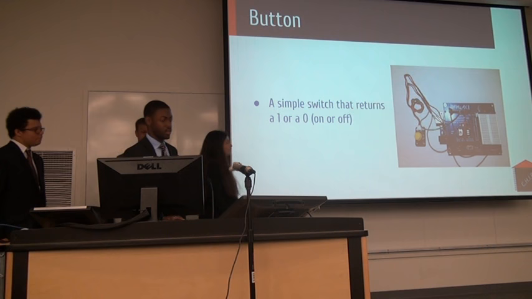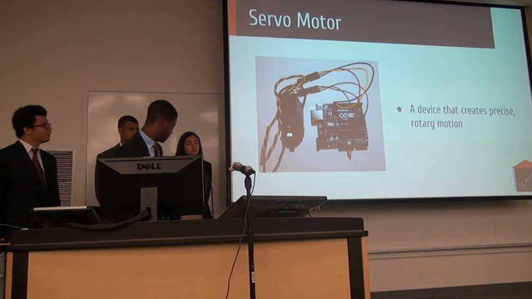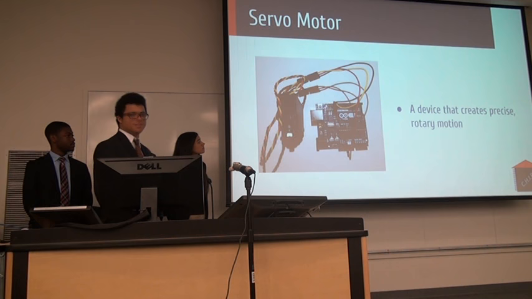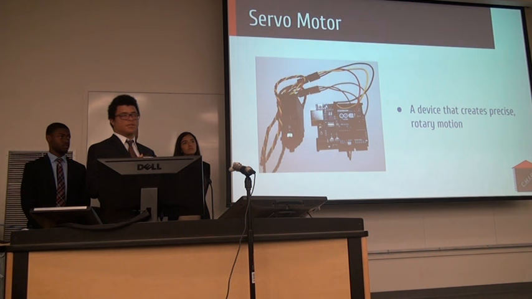Next, we have a button. A button is a simple switch that returns a 1 or a 0. 1 is on, or giving power to a circuit, and 0 is off, which takes away power from the circuit. A servo motor, which is this big square over here, is basically a collection of small plastic gears that can be controlled by the Arduino. They're kind of torquey, but they can be controlled by different electronic impulses, so you can have it turn really slowly or really fast.